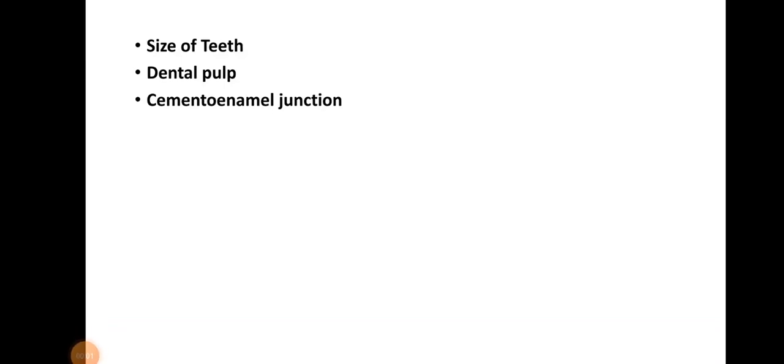Have a discussion on the dental pulp and subsequent cemento-enamel junction.